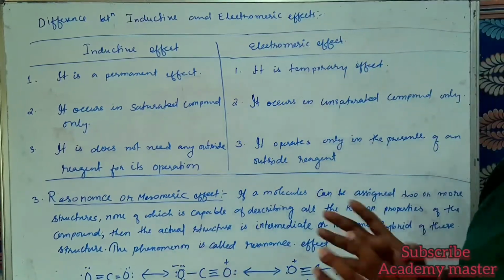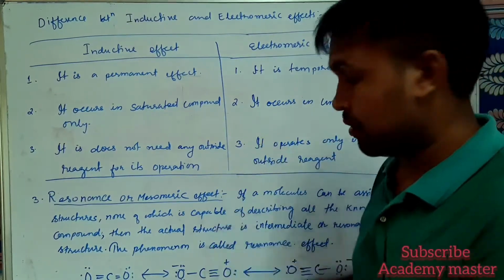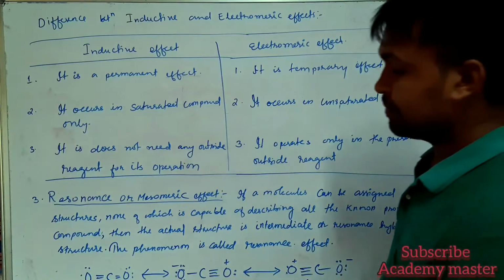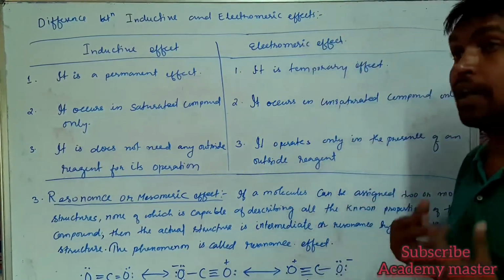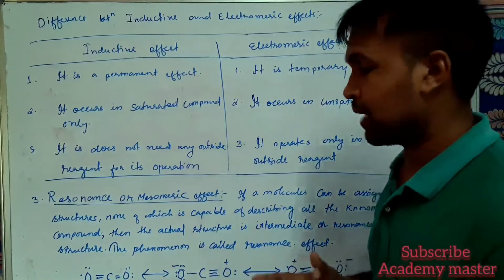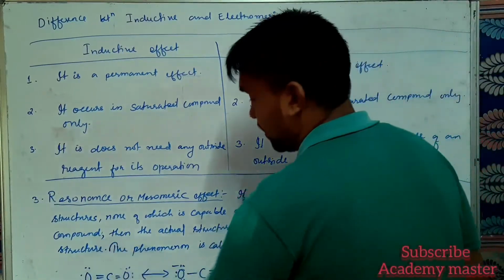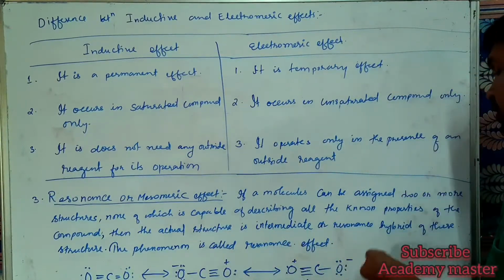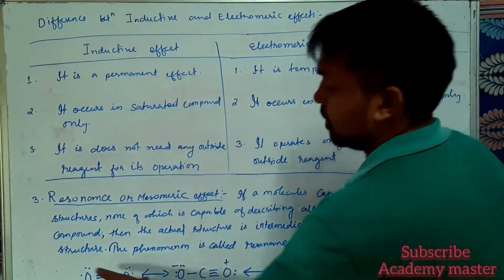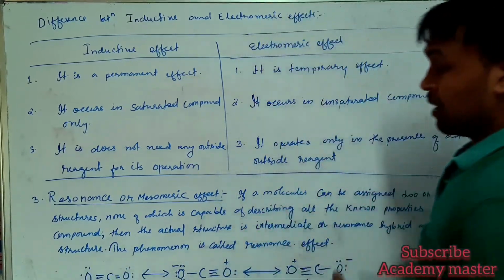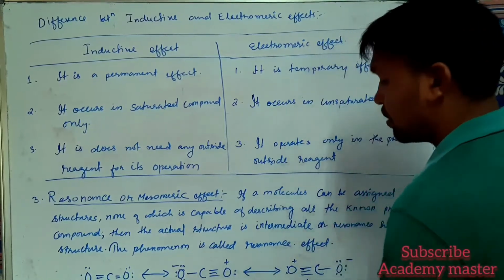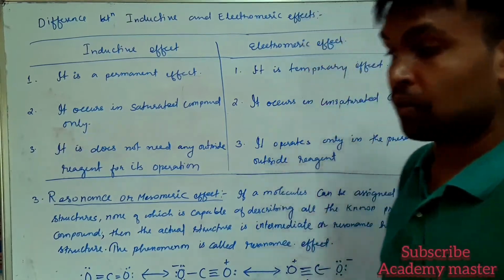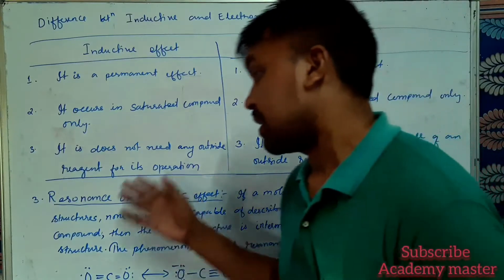Then the actual structure. The second and third ones down here are the two new structures which we have assigned, but alone they cannot explain all the properties of carbon dioxide. So the actual structure, that is the first structure, is the intermediate or resonance hybrid of these structures. So the actual structure number 1 will be the resonance hybrid of the remaining two structures. Okay? So this effect we call the mesomeric effect, or the resonance effect.